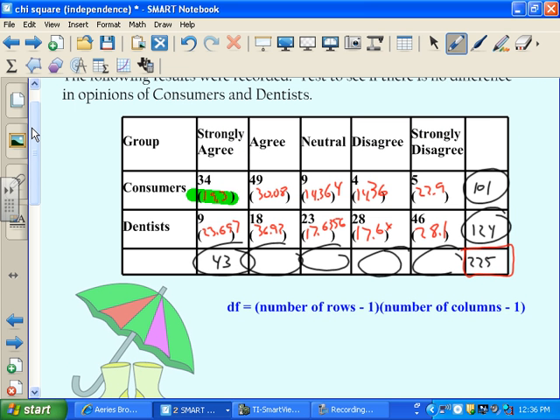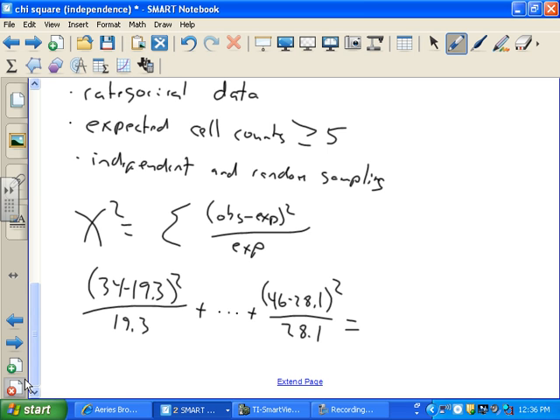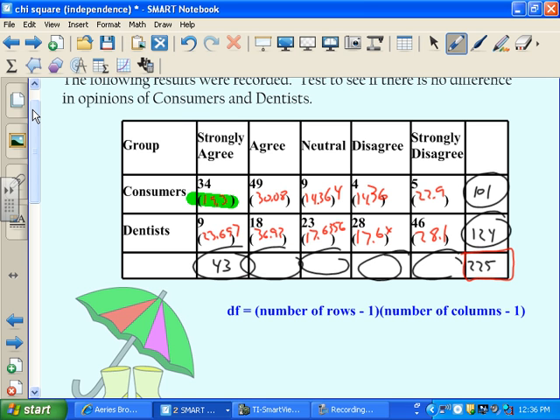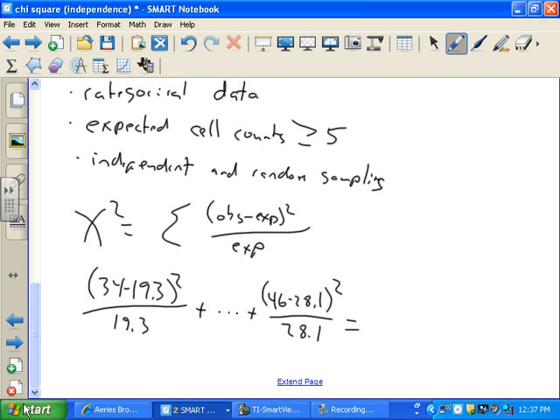Earlier, when we had the chi-square goodness of fit, wasn't your degrees of freedom k minus 1, or categories minus 1? Last night's homework, agreed? Yes? If we're looking at this data today, homogeneity, my question to you is, how many categories are there? Well, there's 5 categories of opinions, and there's 2 categories of people. So do you agree that k minus 1 doesn't really work here?